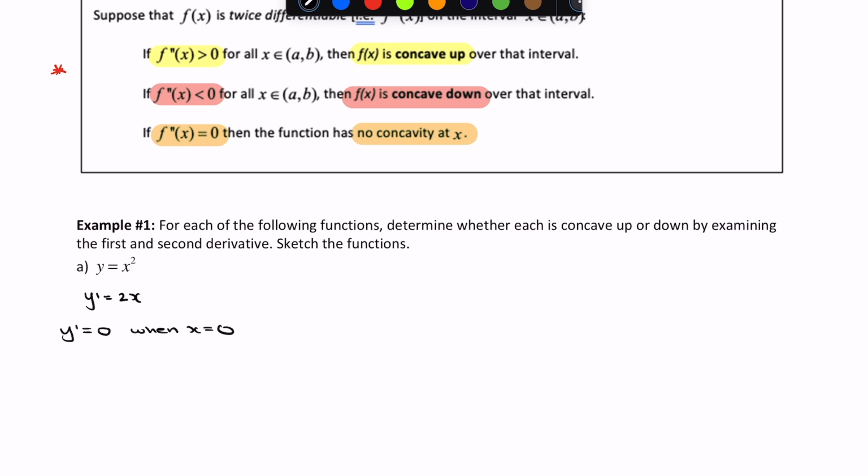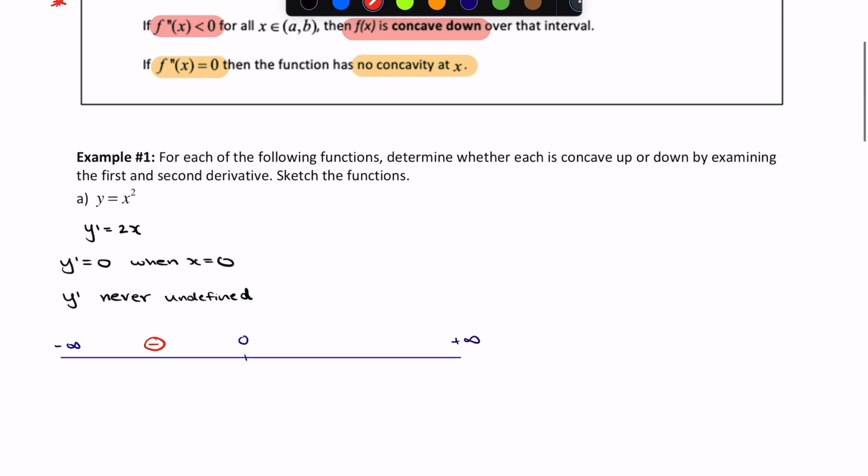And here we see that our first derivative is never undefined. We're not looking at a rational, and so we do not have any undefined points. So if we draw our number line, we have negative infinity, 0, and positive infinity. If we sub in a point such as -1 from negative infinity to 0, that's going to be negative, and we know that when it's negative, it is decreasing. And if we sub in a value like 1, 2 times 1 gives us a positive value, and we know that is increasing.